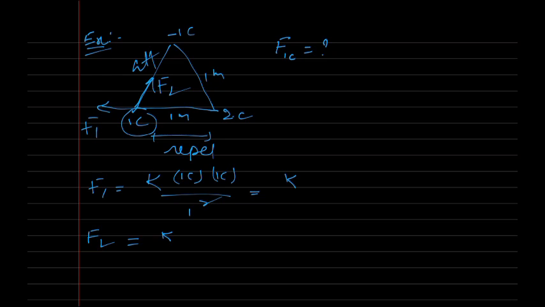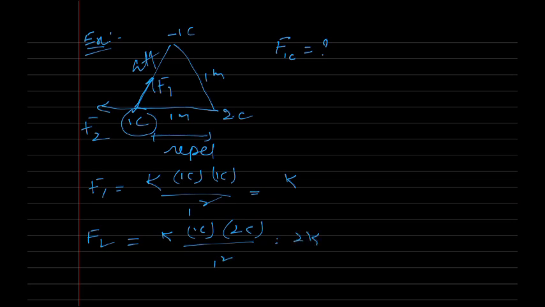I have written F1 wrongly. Let's say this can be F2 and this can be F1. Okay, so with 1 coulomb and 2 coulombs by 1 meter squared again, what I'm getting is 2k.